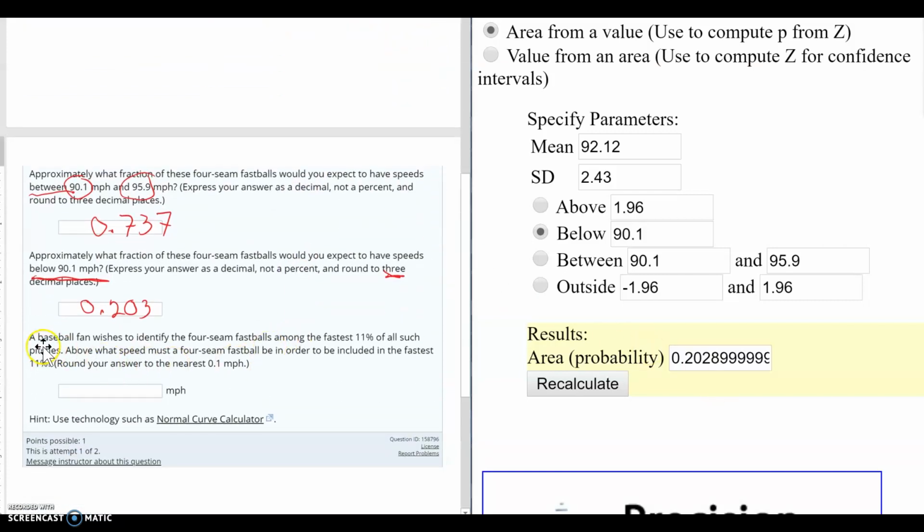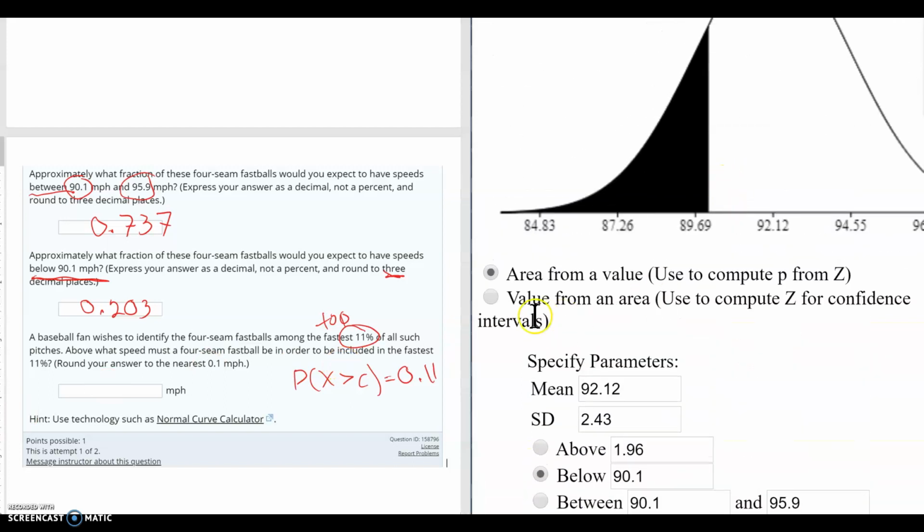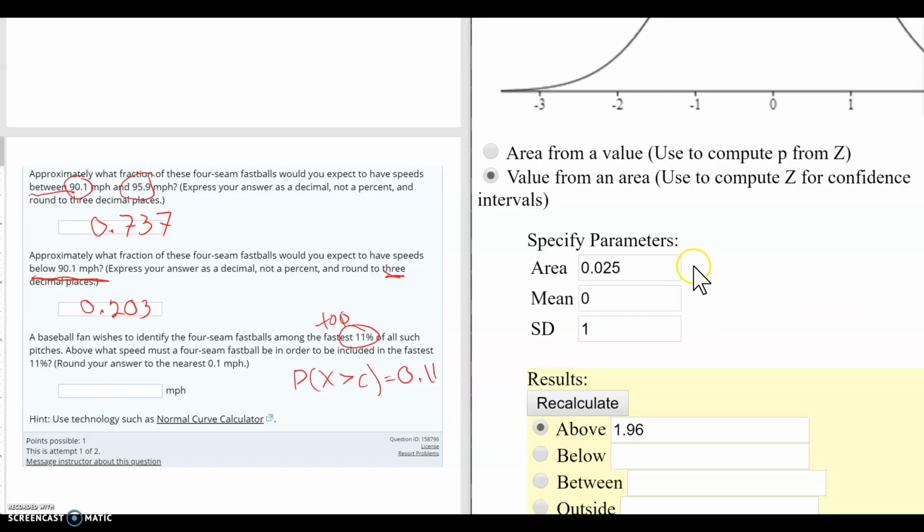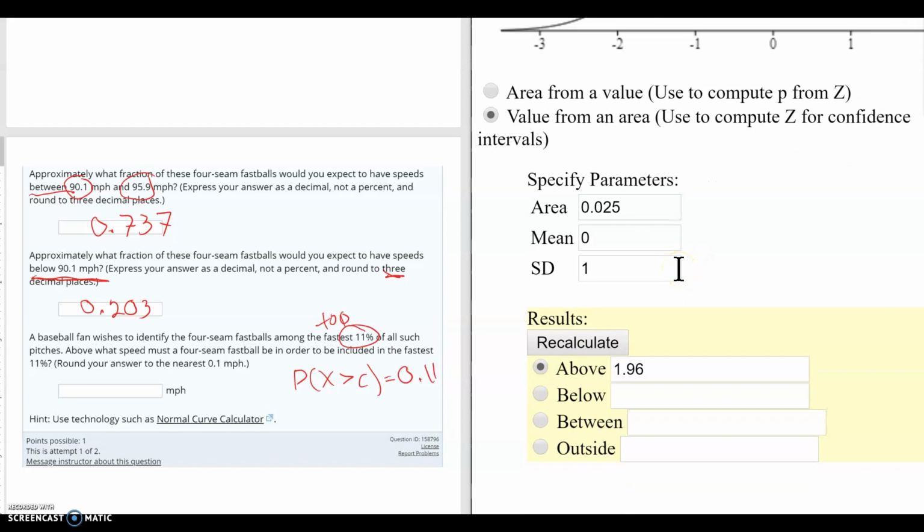The last question is, we want to identify fastballs in the top 11%. So the fastest 11%. So that's like the top 11%. So here's what I'm asking again. That's the probability that x is greater than c is equal to 0.11. So I have to go and switch up on my normal curve here. So I have to change it to this. And above what speeds must they be included? Okay, so my area, 0.11.